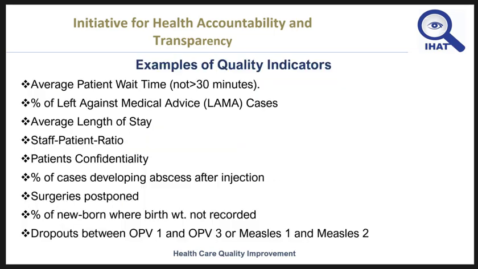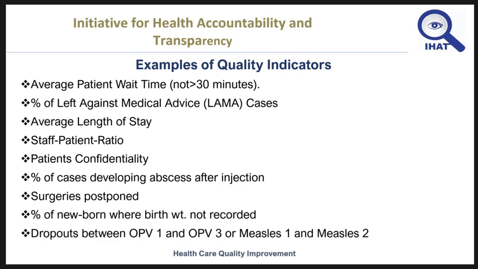Now, let's look at some examples of quality indicators. Highlighted below is a list of quality indicators that can be used to measure quality. Here we're looking at average patient wait time, which usually should not be more than 30 minutes. Percentage of left against medical advice cases. Average length of stay. Staff-patient ratio is also an indicator for quality.